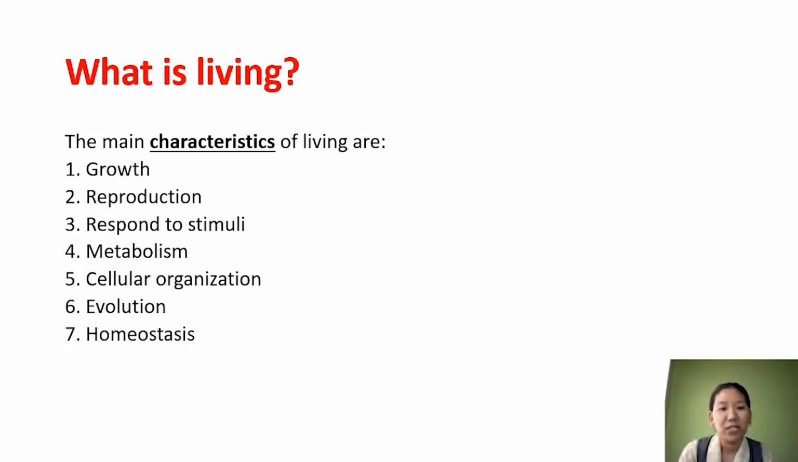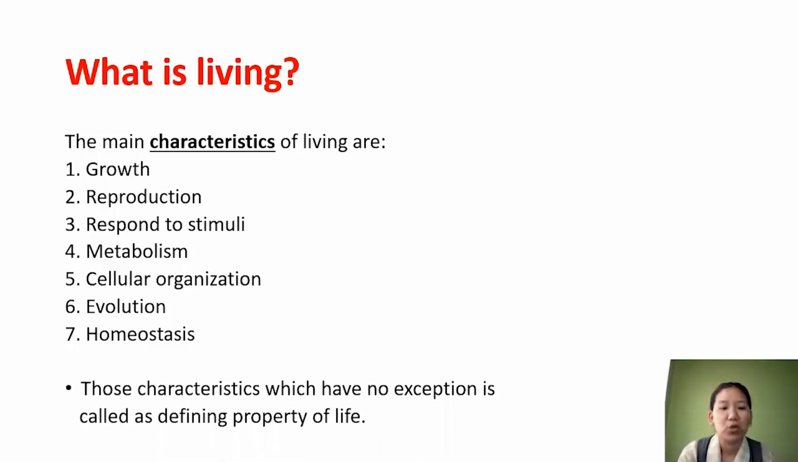The characteristics which do not have any exception, we call them definitive characteristics. Here we are talking about living. So if these characteristics do not have any exception, then we call them a definitive characteristic of a living. Let us analyze each one of these characteristics of living.